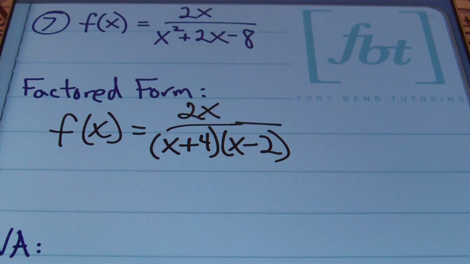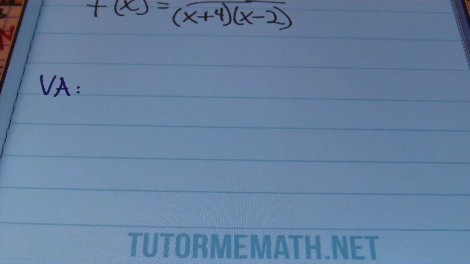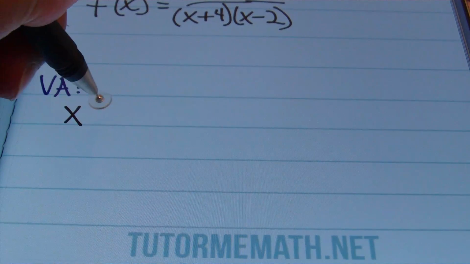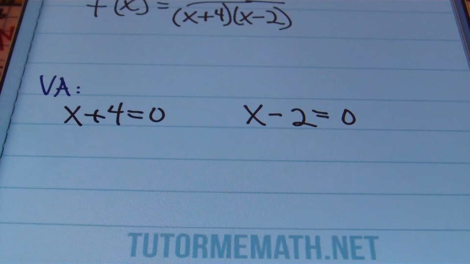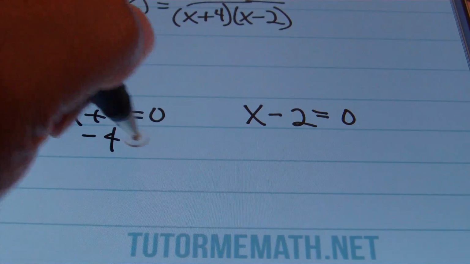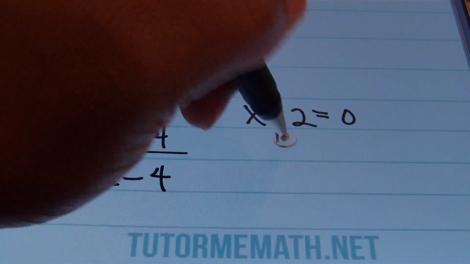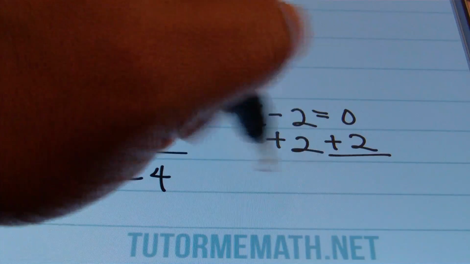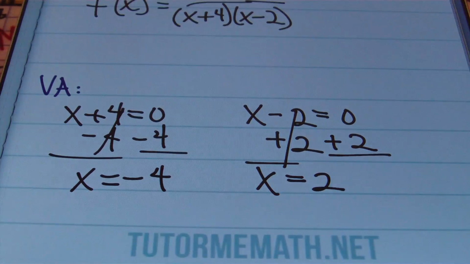You can't reduce it. So we'll be going ahead and setting both of these factors here in the denominator equal to 0 in order to find our vertical asymptotes. So we'll have x plus 4 equal to 0 as well as x minus 2 equal to 0. And you'll be solving for x in each of the equations. So that means I'll be subtracting 4 in the first equation to end up with x equals negative 4. In the second equation, I'm adding 2 to both sides of the equation to end up with x equals 2. And these two equations are your vertical asymptotes for problem number 7.